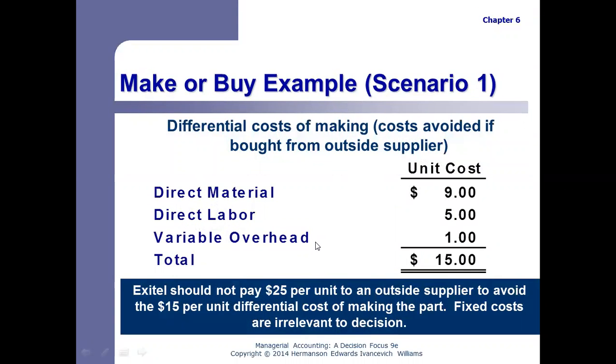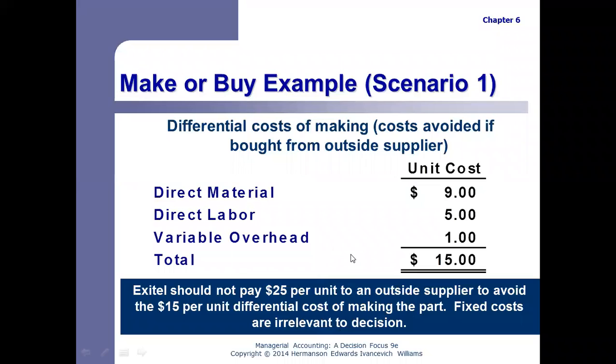Just like we saw earlier, in making this kind of decision, the fixed costs do not go away. They're going to remain the same even if we buy the parts from the supplier or continue to make the parts ourselves. That fixed cost is still going to be there, still the same. So we don't consider those in making our decision. Those are irrelevant to the decision.